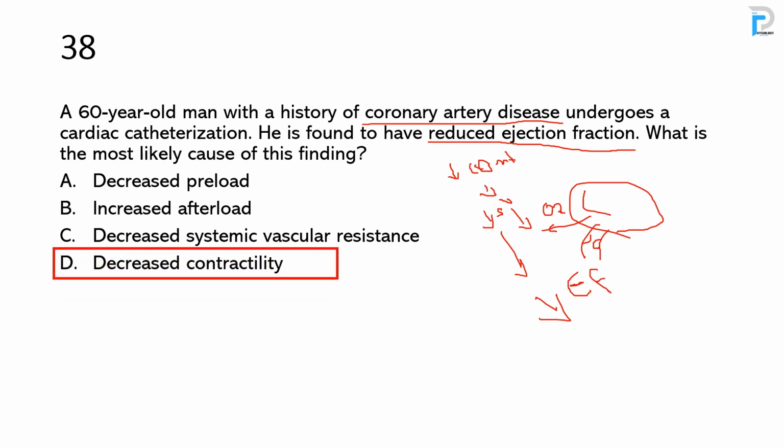Other options are wrong because for decreased preload, we don't have any indication in the scenario that this patient has a decrease in venous return. Also, we don't have any indication of an increase in the afterload. Decreased systemic vascular resistance, that is a decrease in the afterload. Again, we don't have any indication about this in this case.